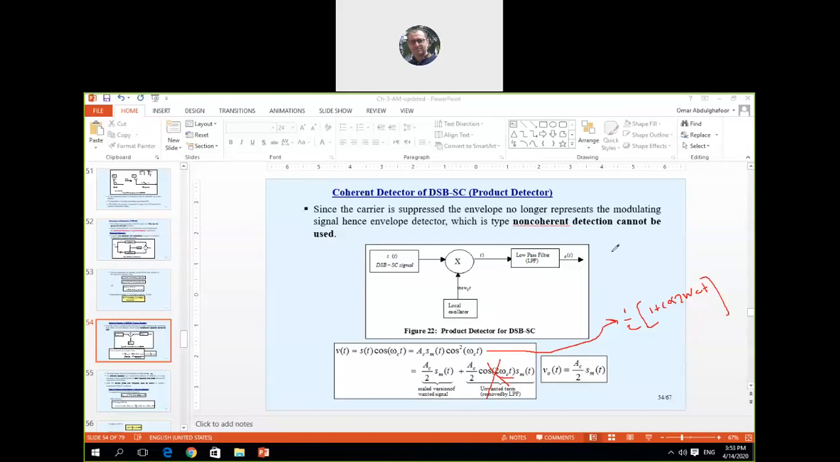I need to receive Sm of t, not divided by 2. But this is acceptable in communication, because before we reach the receiver, we have some amplifier. It is common in communication to have some attenuation along the way from the transmitter to the receiver. So we can amplify this message to the level of the original transmitted signal. So this is the coherent detector of double sideband suppressed carrier.